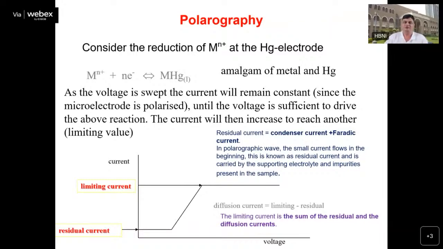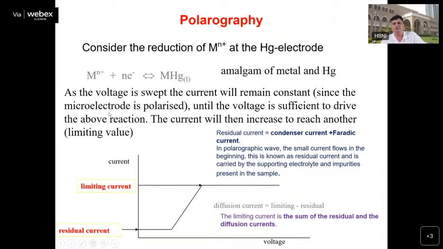Okay, so what is happening in the case of polarography? Polarography considers the reduction of metal ions at the mercury electrode. The metal forms an amalgam with the mercury, and as the voltage is swept, the current will remain constant until the voltage is sufficient to drive the reaction, and then the current will increase to reach the limiting value.